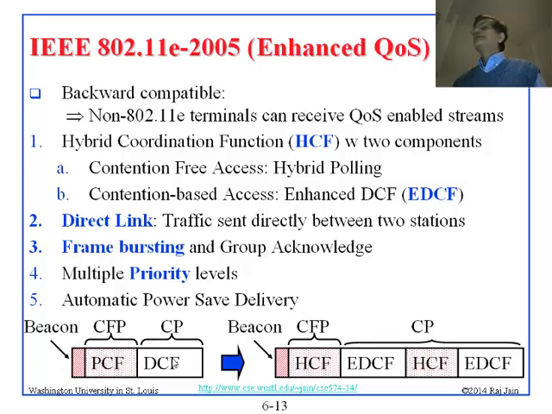And group acknowledgement. So basically, if you get 10 frames, you can say, I got all 10. Multiple priority levels. The fourth thing is that now not everything is the same priority, so we allow multiple priority levels. And automatic power save delivery. We want to save more power so we can let people sleep more, and when they wake up, they have to do less. Okay, so let's see all that in detail in a minute. But these are the 5 things they did. However, this is all compatible. So if somebody doesn't have 11E, they can still work with the 11E stuff because 11E understands them.